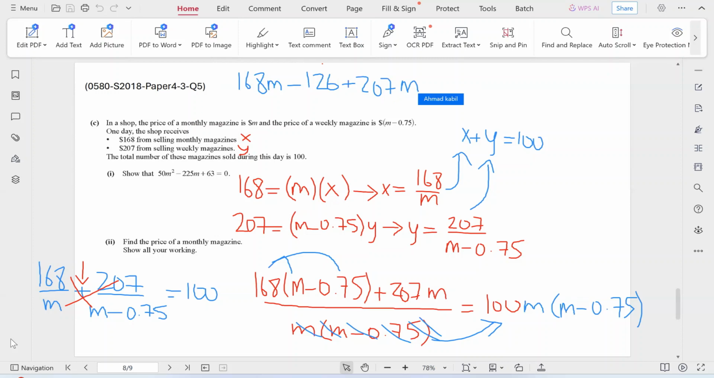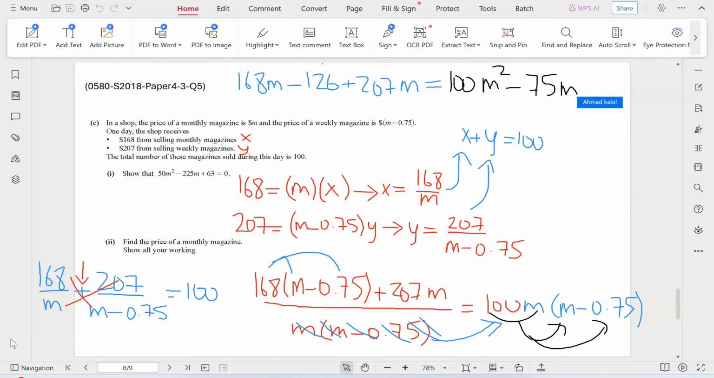And this is equal to 100 m multiplied by m minus 0.75. So we're distributing also the 100 m over each element of the bracket here. So we get 100 m squared minus 100 times 0.75 is 75, so 75 m. This is the equation that we have.